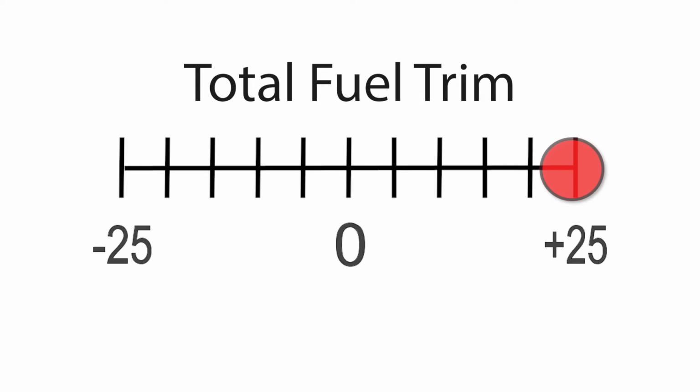If we have a rich exhaust, we would have to go negative fuel trim. Here we are around negative 10. If we have a very rich exhaust, we'd have to go to negative 25. So this is just an example of total fuel trim. Now we have to talk about how do we get our total fuel trim. This is really important to understand.